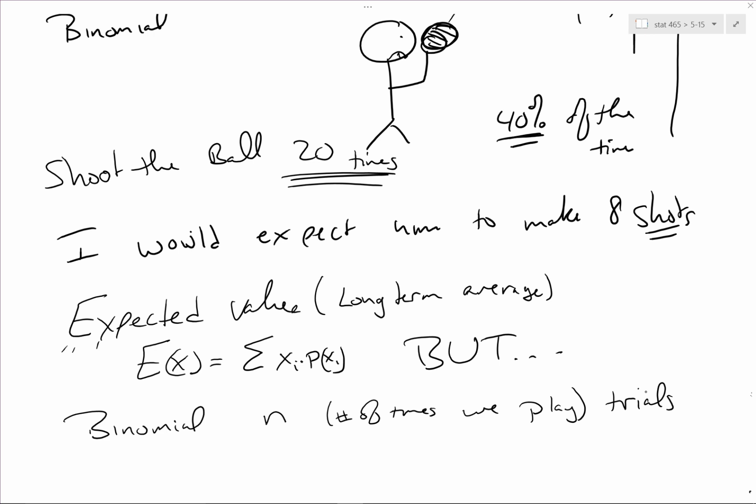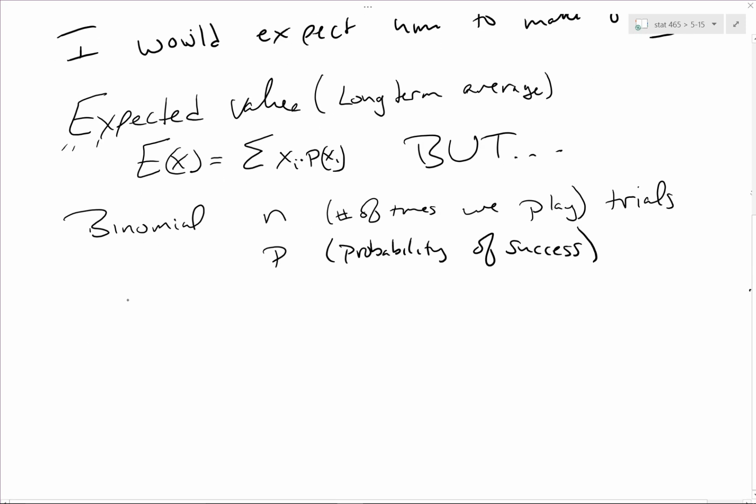So, there's 2 parameters. There's n, which is the number of trials, or the number of times you play, and p, which is the probability of success. And so the expected value on a binomial is simply n times p. That's a special case. It only works for binomial. Right?